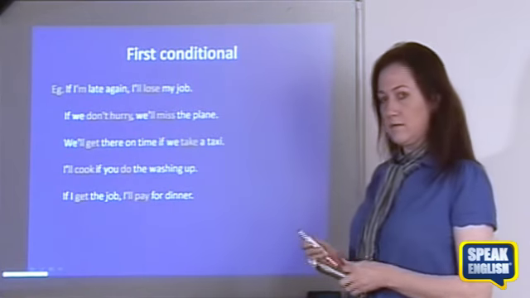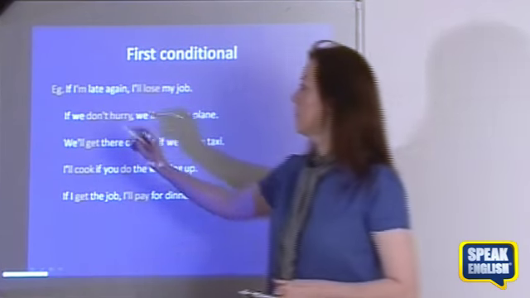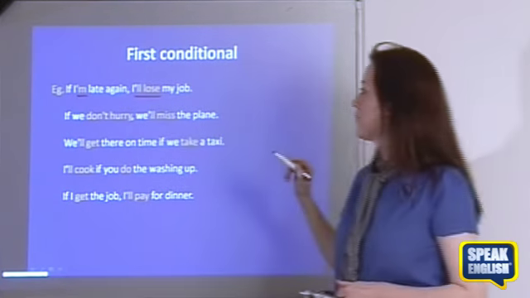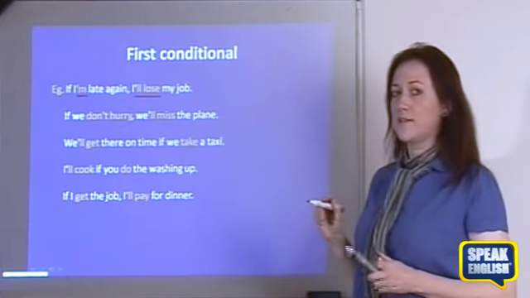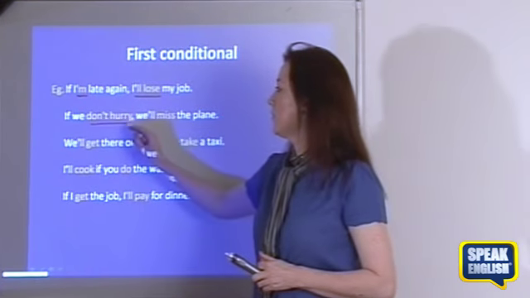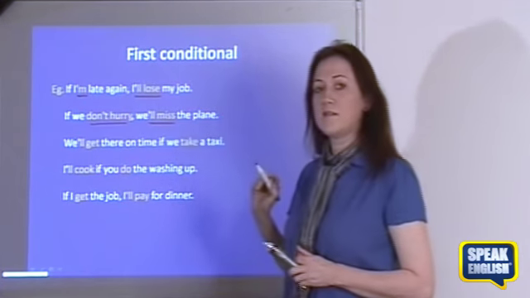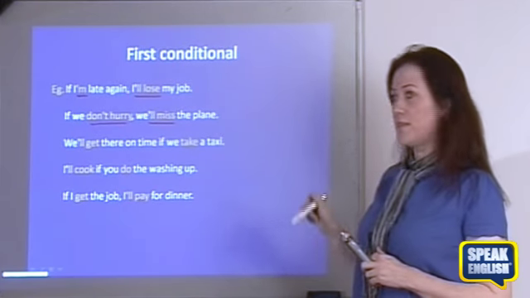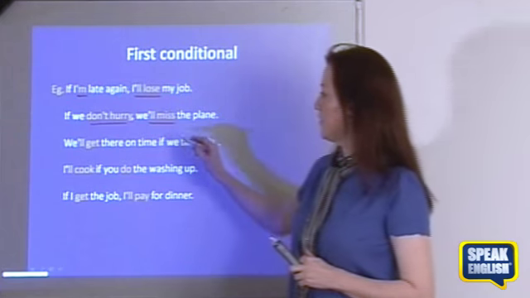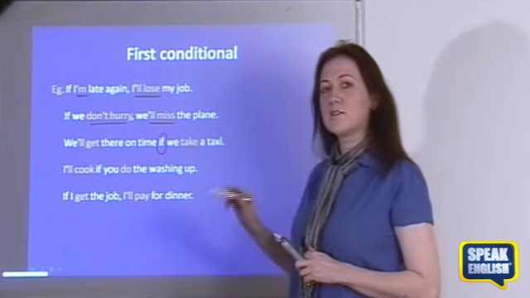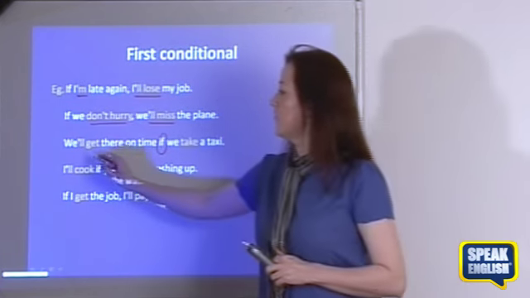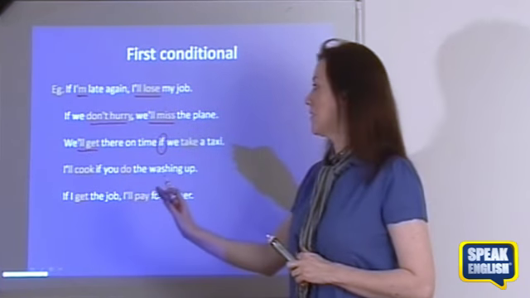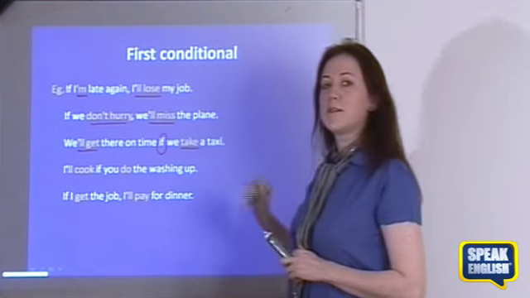If I'm late again, I'll lose my job. Present simple, will plus infinitive. If we don't hurry, we'll miss the plane. Present simple, will plus infinitive. We'll get there on time if we take a taxi. Now notice if is in the middle, so there's no comma, and the will plus infinitive is in the main clause in the first part of the sentence. Then present simple after if.